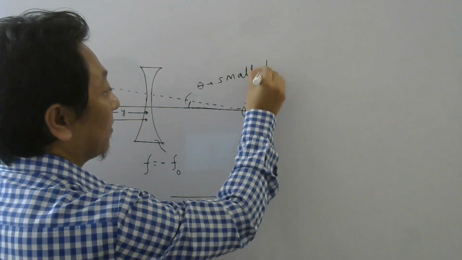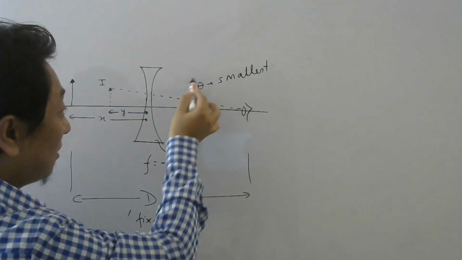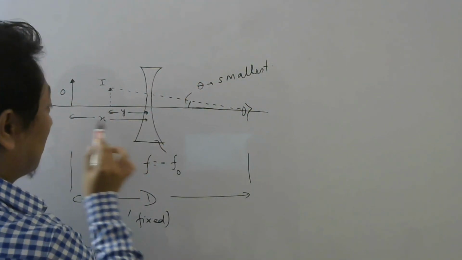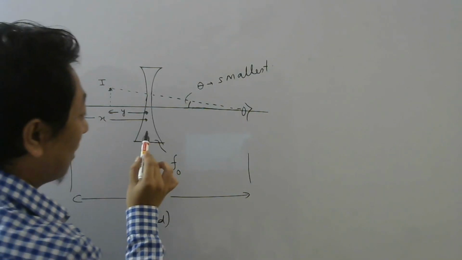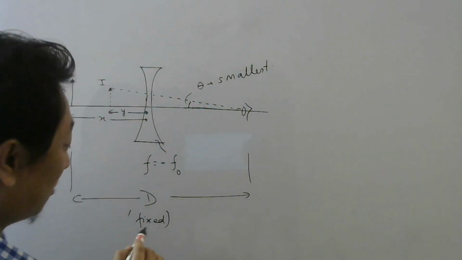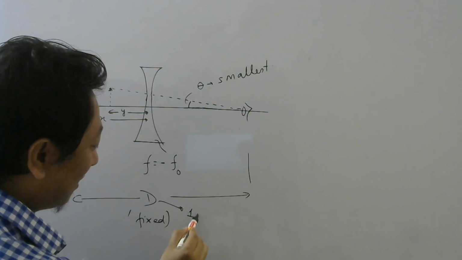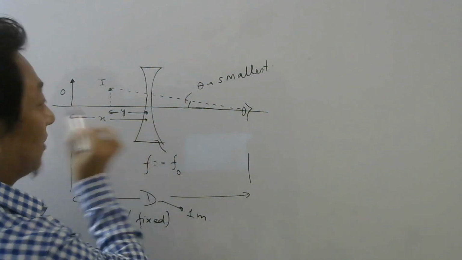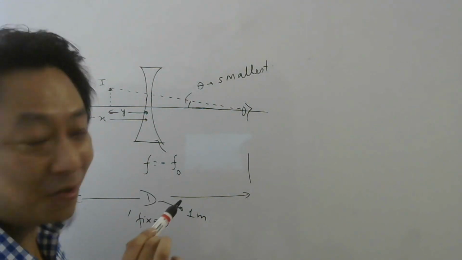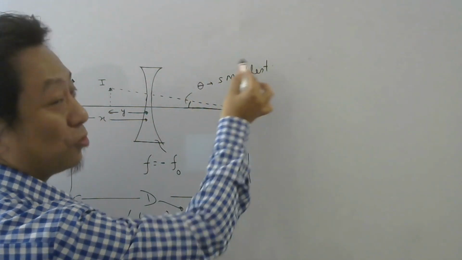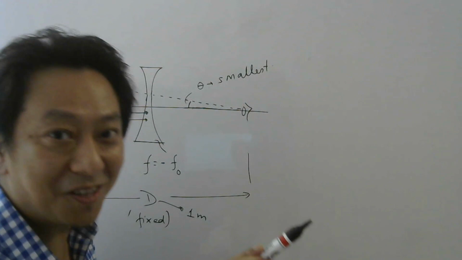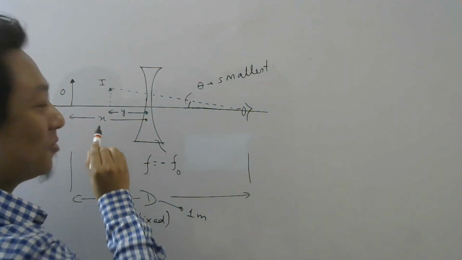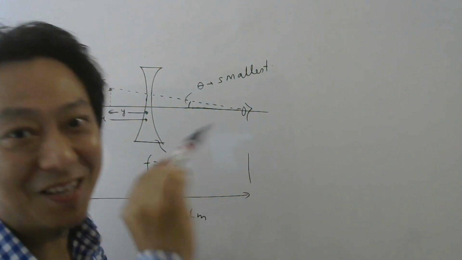So we need to find this theta in terms of x, because once I know this x, I can find this also, because d is given to be 1 meter. So we need to find this theta in terms of x, and then we know what to do, because whenever a function has to be smallest, the differentiation of the function with respect to the variable should be 0.